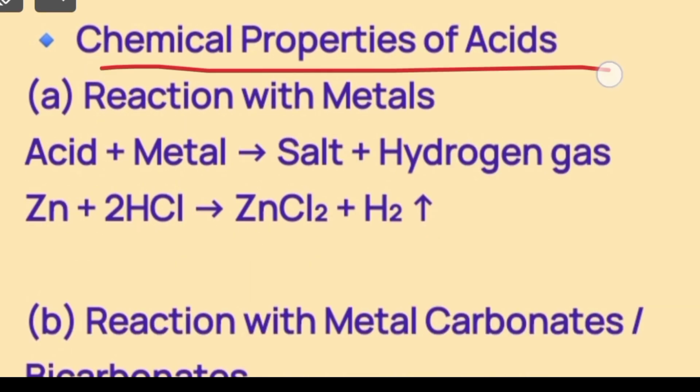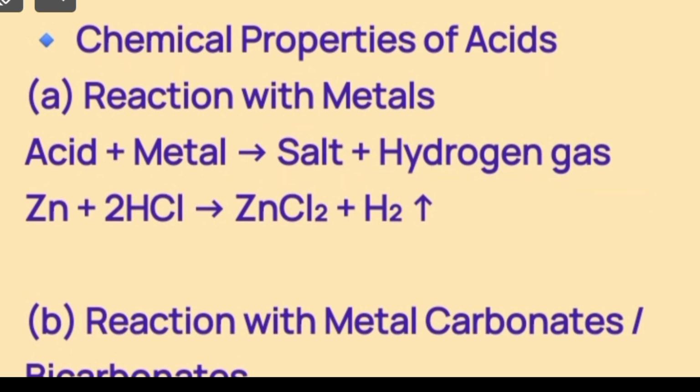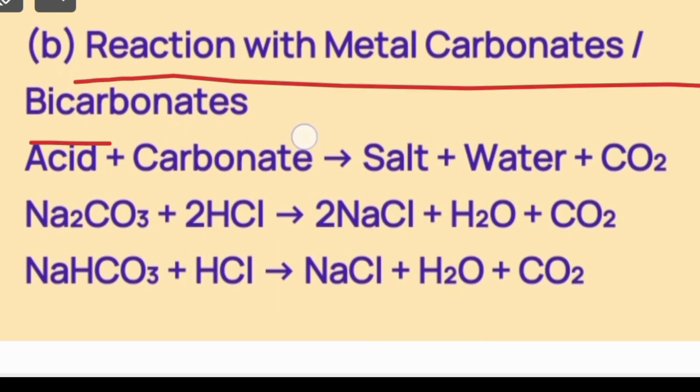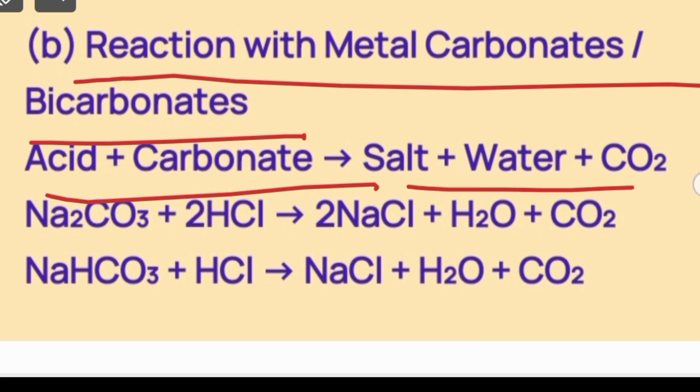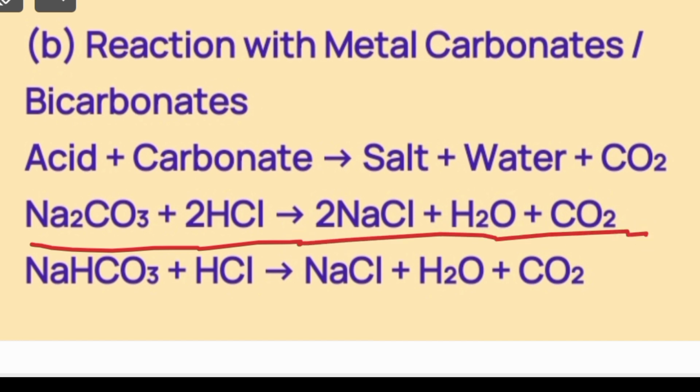Now see chemical properties of acid. Reaction with metal. When acid reacts with metal, it forms salt plus hydrogen gas. For example, Zn plus HCl forms ZnCl2 plus H2. Reaction with metal carbonates and bicarbonates. Acid when reacting with carbonate forms salt plus water plus CO2. For example, Na2CO3 reacts with HCl to form NaCl, H2O and CO2. NaHCO3, sodium bicarbonate, reacts with HCl to form NaCl, H2O and CO2.